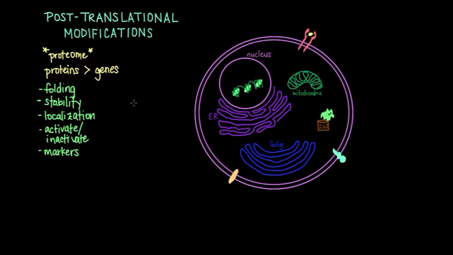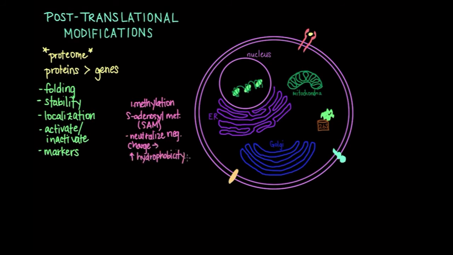And let's start with methylation. Methylation involves the transfer of one carbon methyl groups to amino acid side chains by methyl transferases using S-adenosylmethionine, or SAM, as the primary methyl group donor. This can neutralize a negative amino acid charge when bound to carboxylic acids and leads to increased hydrophobicity of the protein. A well-known use for methylation is epigenetic regulation of transcription. Histone methylation and demethylation can alter the availability of DNA for transcription.